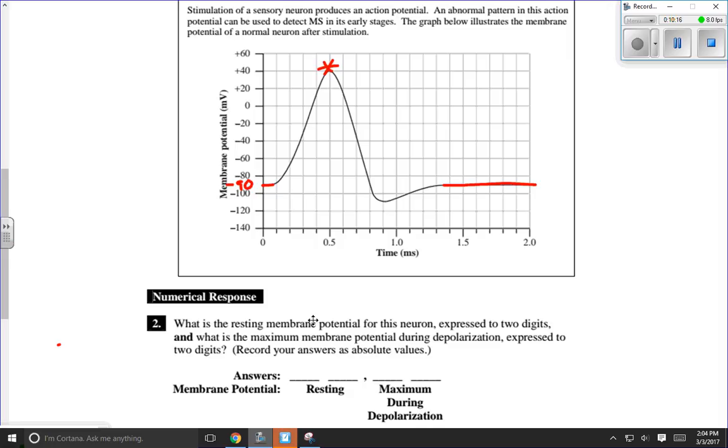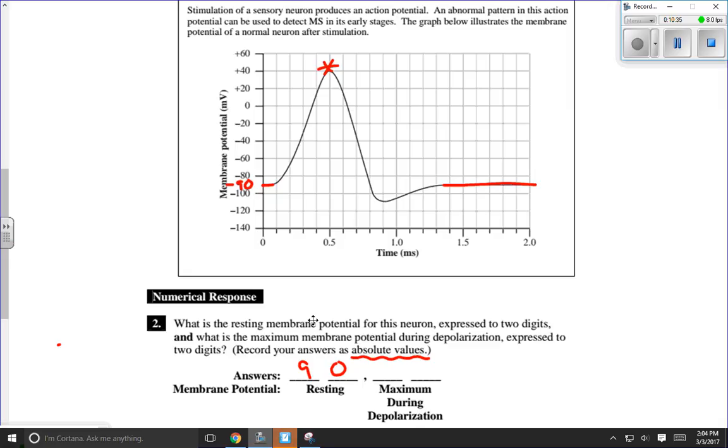is the absolute value. So we don't have to worry about whether it's negative or positive. That's probably just because of the form that this exam uses to enter the answer. It should be negative, but because it says absolute value, we can just put 90. Keeping in mind it's negative 90.